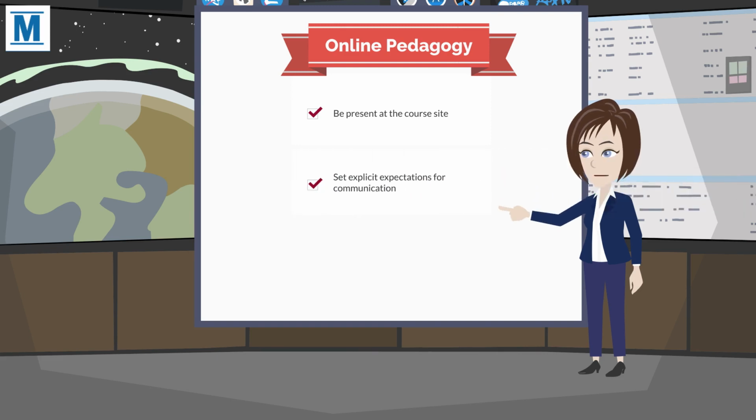Develop a set of explicit expectations for your learners and yourself as to how you will communicate and how much time students should be working on the course each week. Checklists are wonderful tools to allow students to know what to expect.